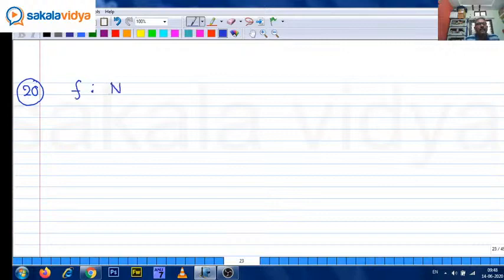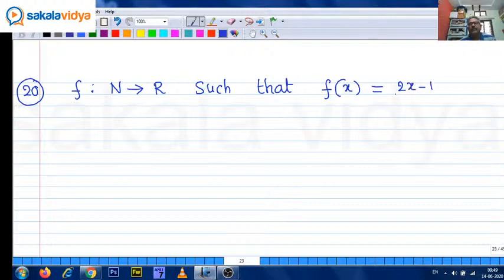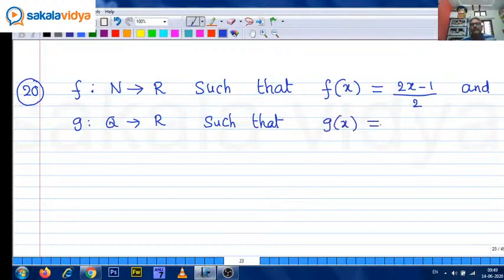Twentieth problem. f maps N to R such that f of x equals (2x minus 1) upon 2, and g maps Q to R such that g of x equals x plus 2.